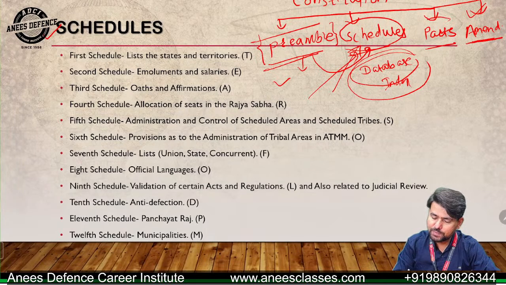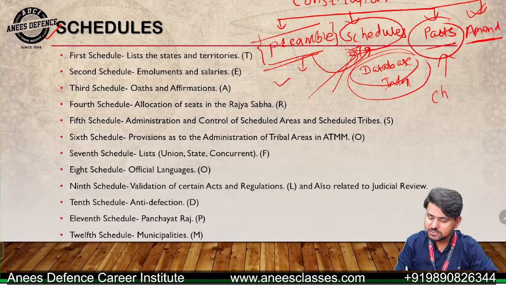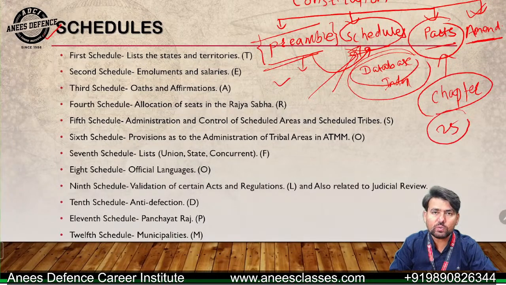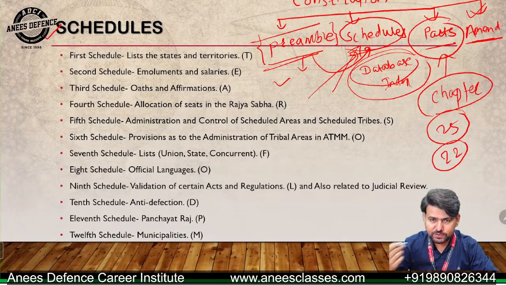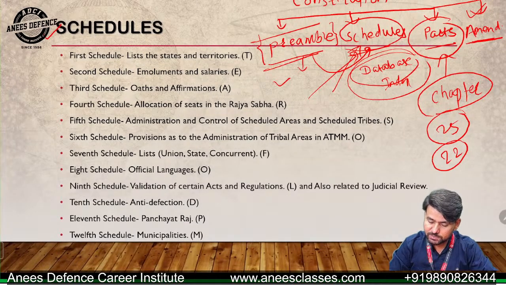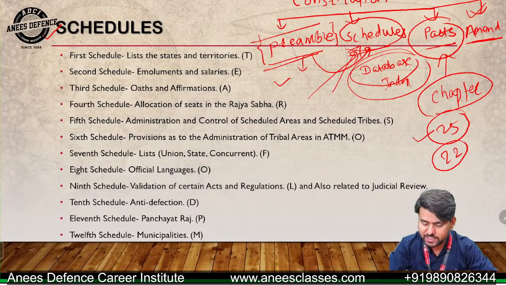Then after schedules, we have parts in the constitution. What do parts do in the constitution? Parts are nothing but chapters in the constitution. There are a total of 25 parts in the constitution right now. Originally, at the time of commencement of the constitution, it had only 22 parts, but after successive amendments, we have added 3 more parts, and today the total number of parts, or chapters, in the constitution stands at 25.